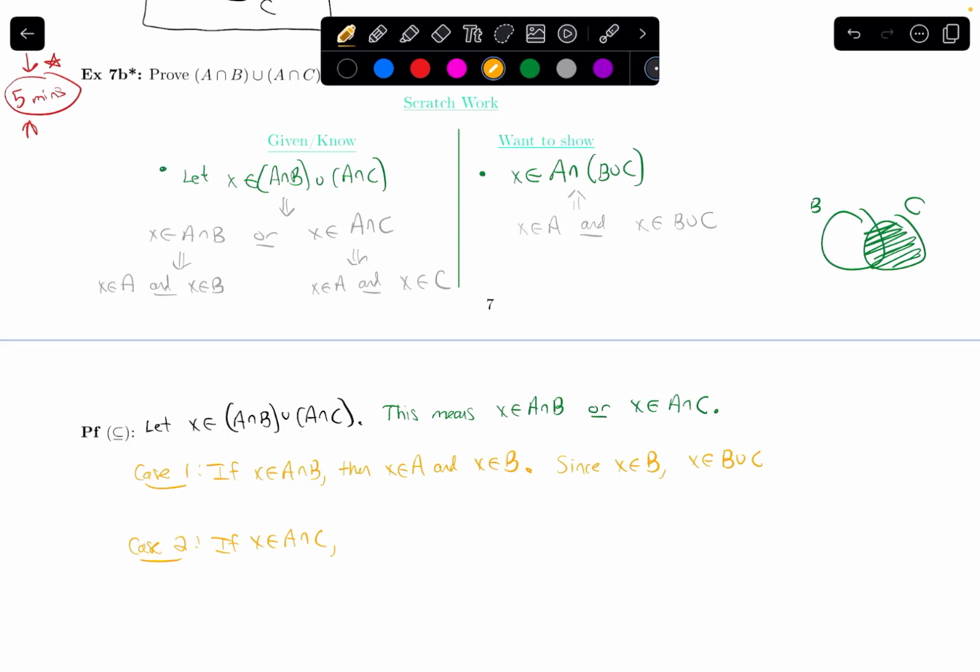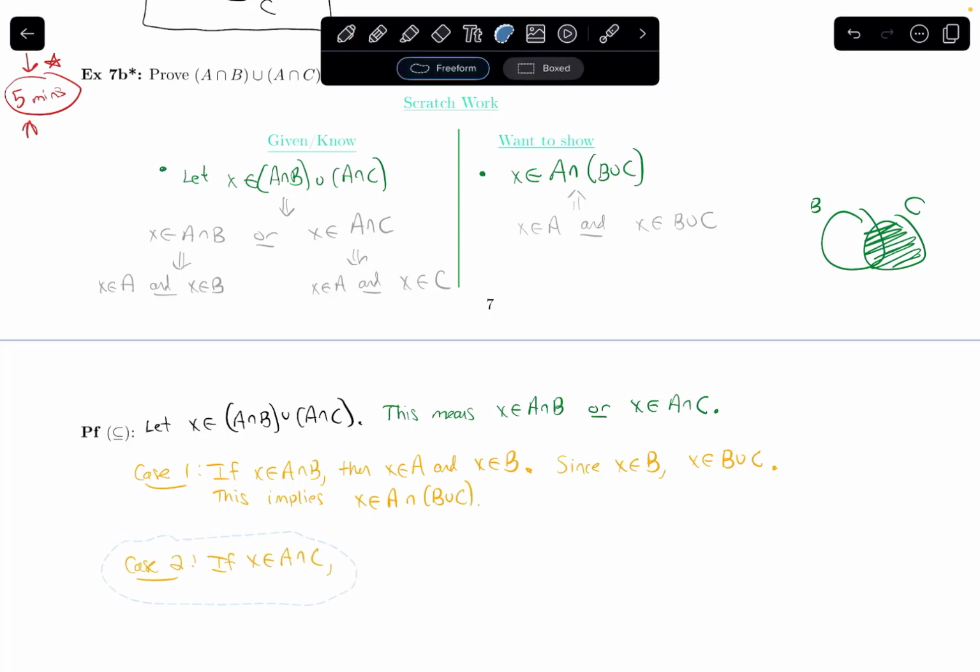Okay, so now we have the two key parts. X is in A, as well as X is in B union C. That's enough to say it's in the intersection of the two. So this implies that X is an element of A intersected with, parentheses, B union C, because it's in both of them. Okay, let me give myself a little more room.